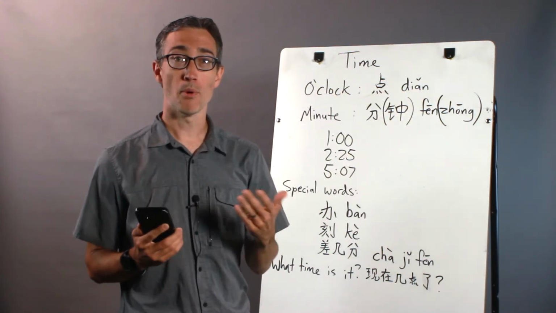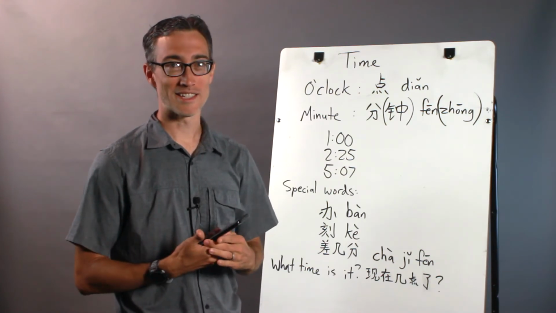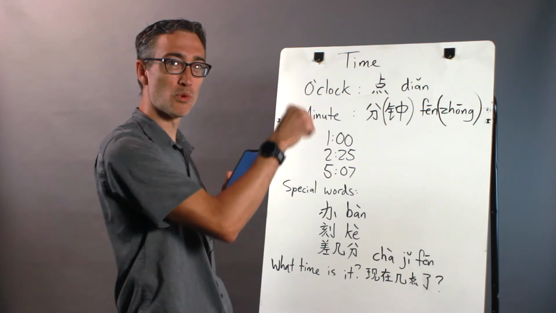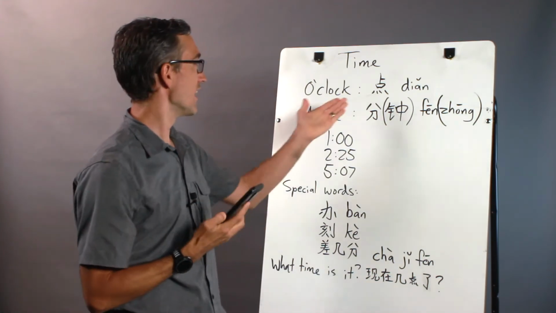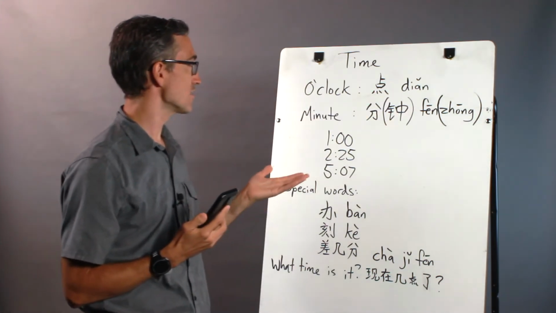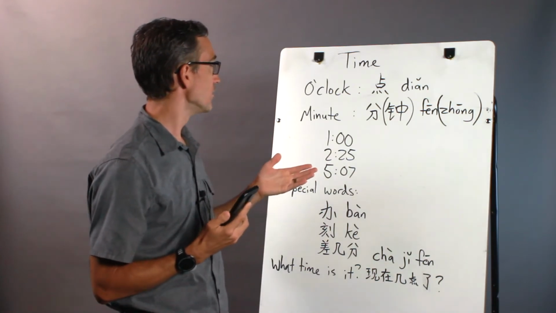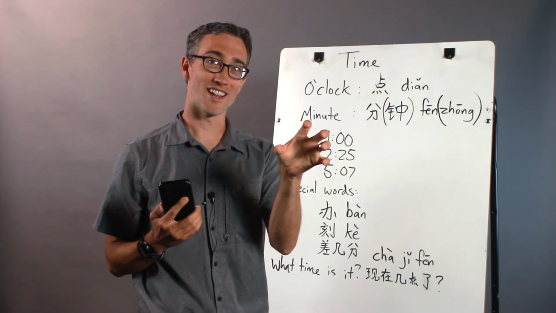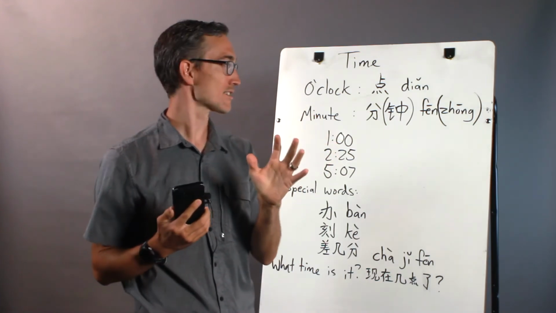点 means point. And so it makes a lot of sense because on a clock face, you have 12 points, and each point represents an hour. So 点 is how you say o'clock. Sometimes you can say 点钟, which means like point on a clock. 钟 means time or clock, something like that.